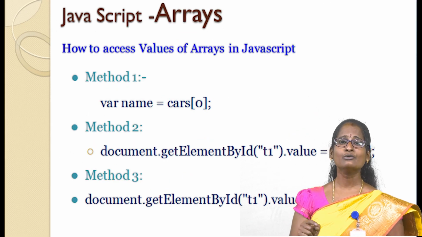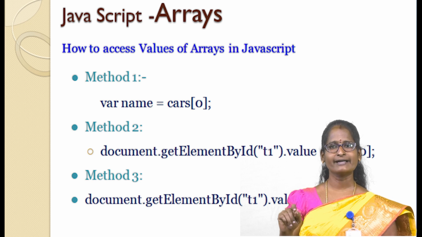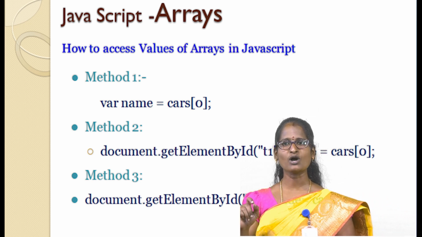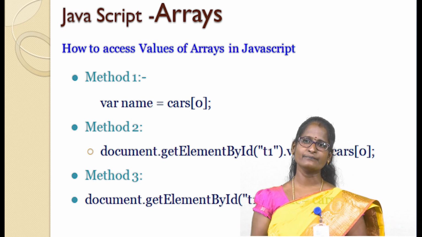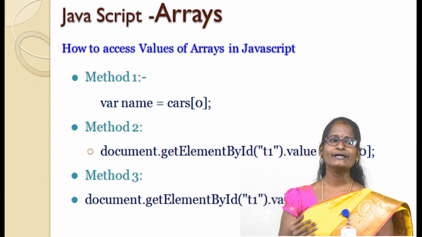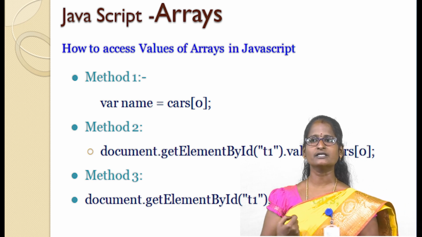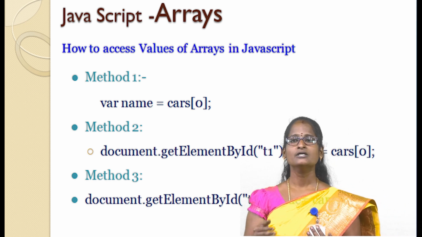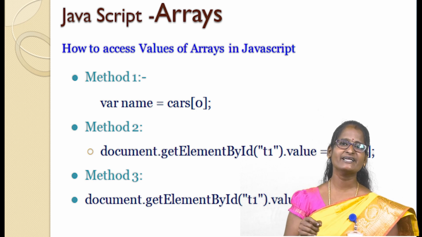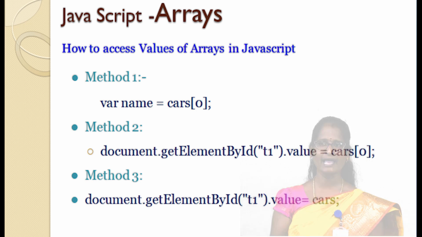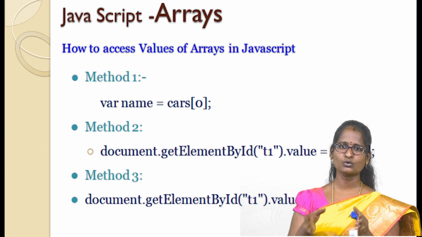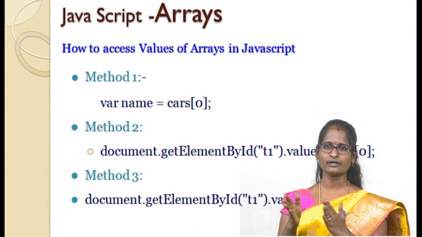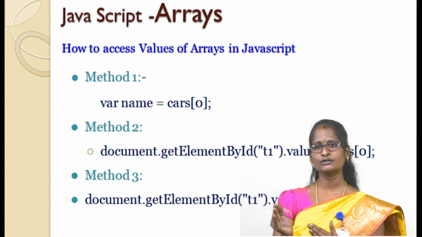Method 1, to access only one value. For the syntax, var name equal to cars of 0. Already cars of 0 is Saab, so it produces the output Saab. Then method 2, to access only one value and show it in the HTML page. We can write the syntax document.getElementById of T1.value equal to cars of 0. It also produces the value Saab. Already we know that the array is stored as cars of 0 equal to Saab, cars of 1 equal to Volvo, cars of 2 equal to BMW.